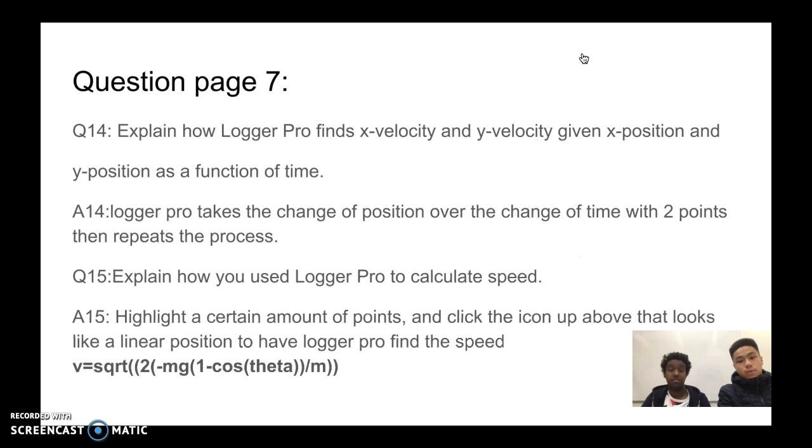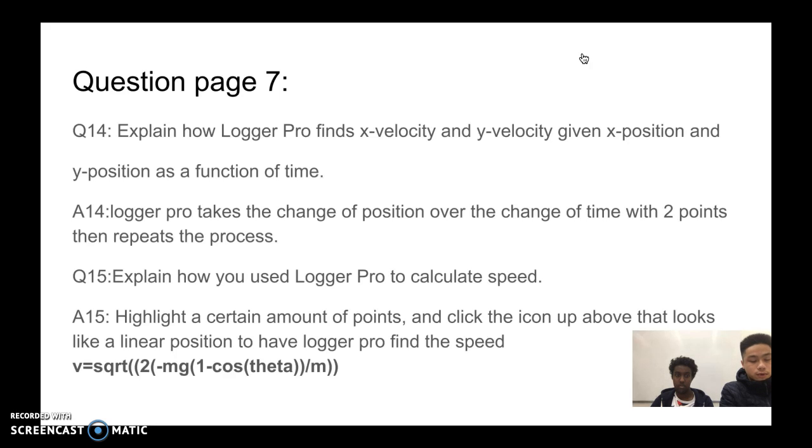And then explain how Logger Pro finds x velocity and y velocity given x position and y position as a function of time. Our answer is Logger Pro takes the change of position over the change of time with 2 points, then repeats the process. Q15 is explain how you use Logger Pro to calculate speed. We highlighted a certain amount of points and clicked the icon above that looks like a linear position to have Logger Pro find the speed.